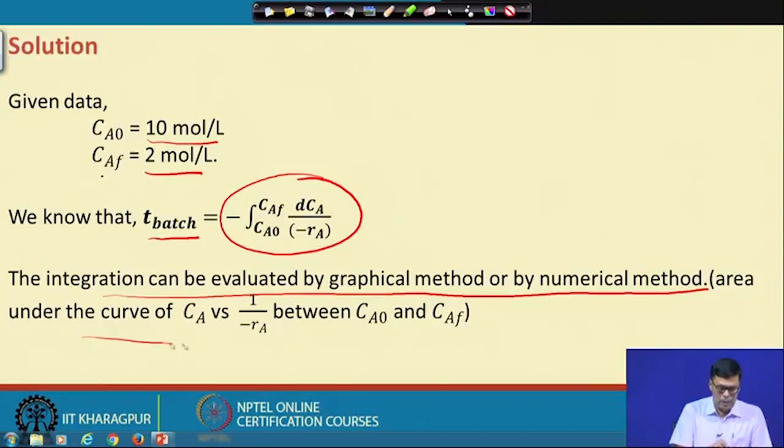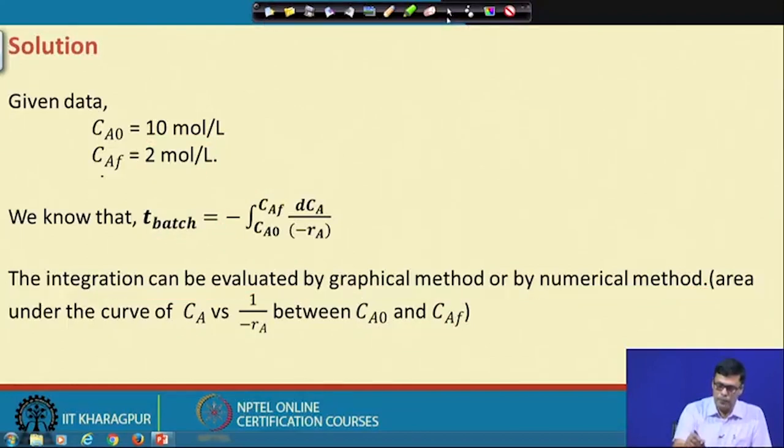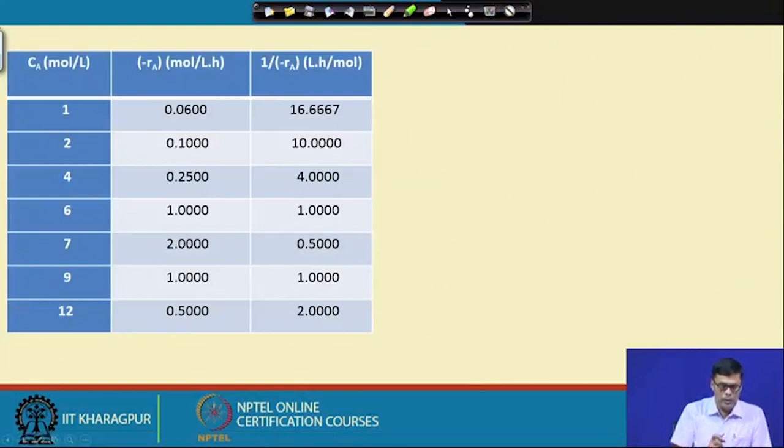Now, the integration can be evaluated by the graphical method or by numerical methods: the area under the curve, Ca versus 1 by minus Ra, between Ca0 and CaF. Let us see how we have done that.